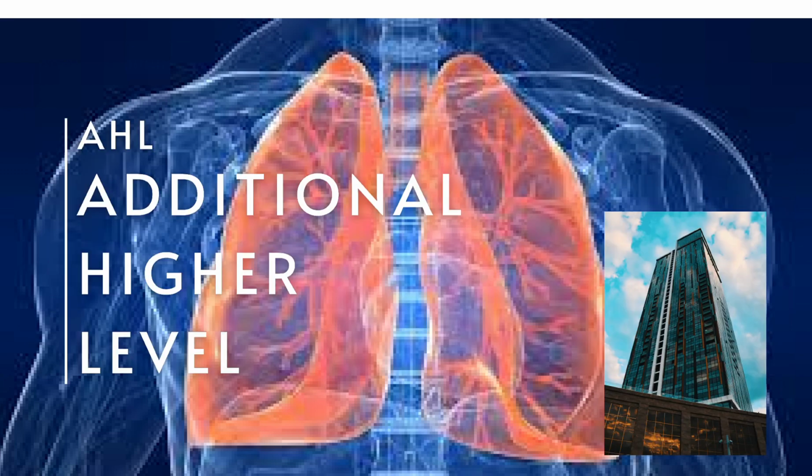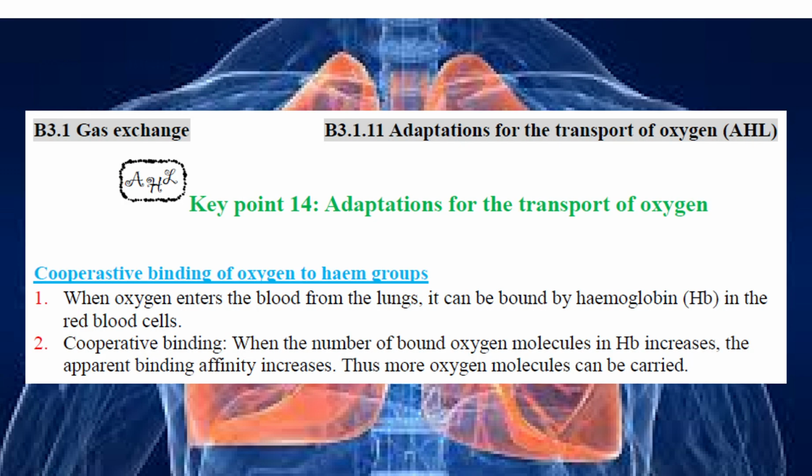And then we go to additional higher level. Remember what additional higher level is? Adaptation. First of all, the adaptation for the transport of oxygen, for example, for our lung. How about the hemoglobin? What does the hemoglobin do? It is about the binding of oxygen. Hemoglobin has to transfer the oxygen from the lung to the other parts of the body, right?